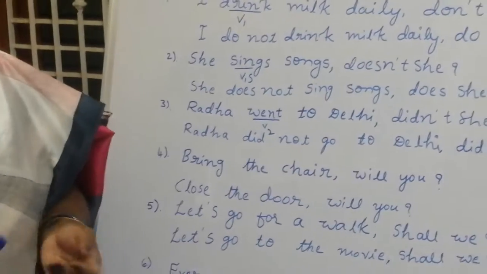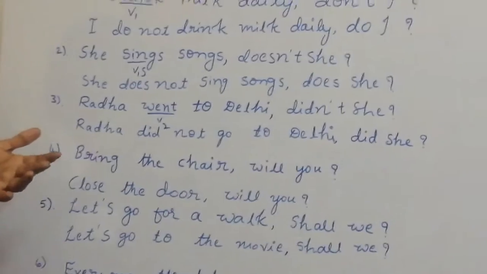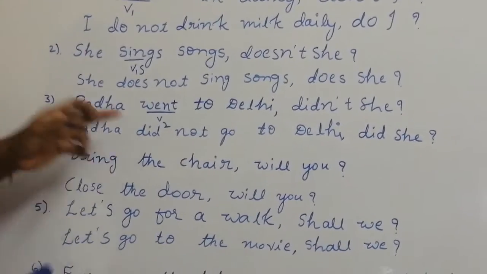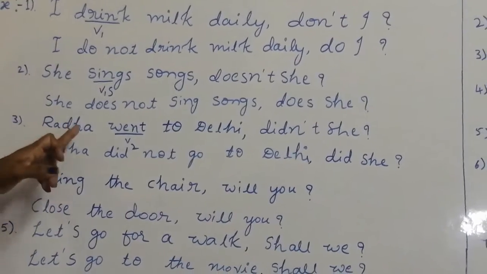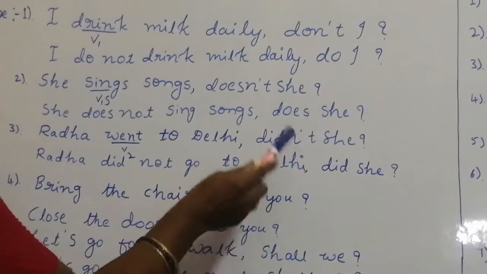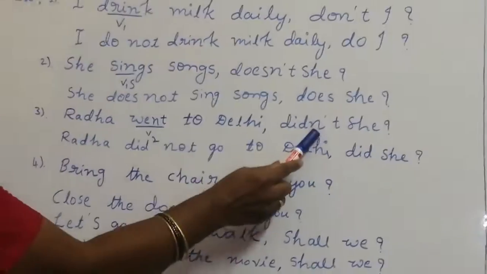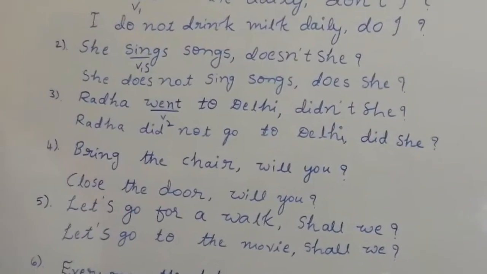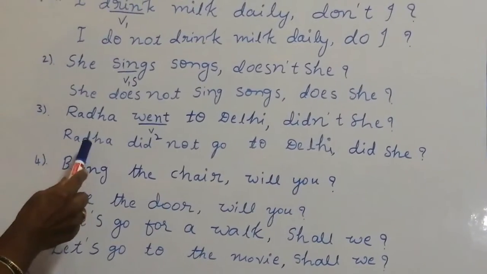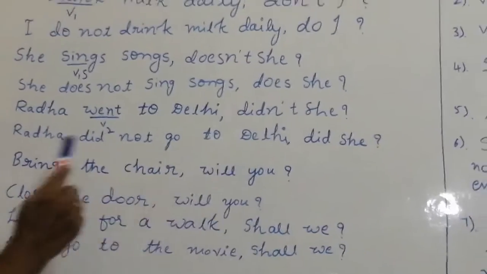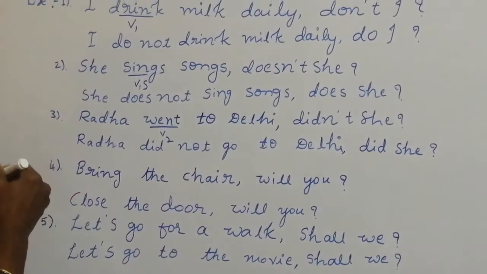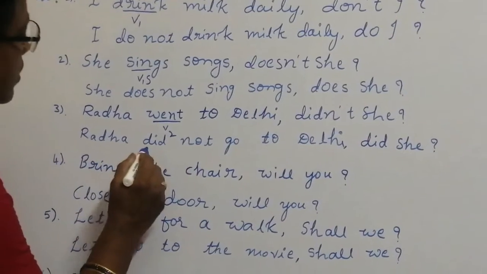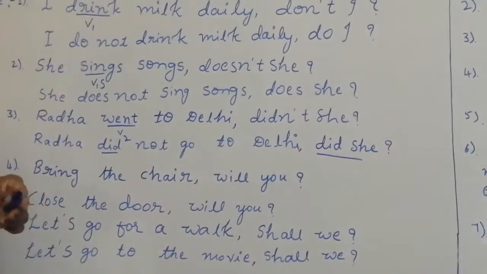So what is the structure of simple past? Subject plus v2 plus object. Now it is simple past, that's why we have to use did here. If it is a positive statement, we should write negative. In the same way here, didn't she? Like that it comes. And next, if it is a negative statement, Radha did not go to Delhi, then as this we can understand easily, did she? Like that we should write.